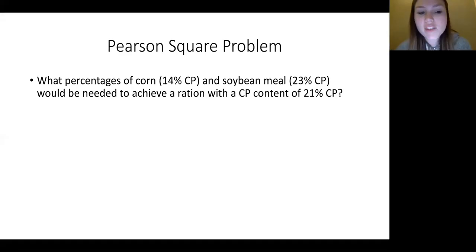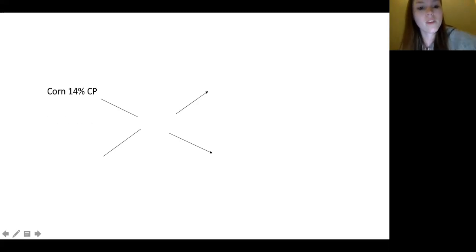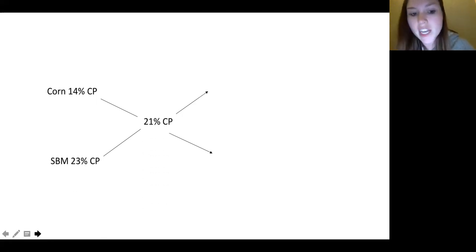So today the problem is what percentages of corn at 14% crude protein and soybean meal at 23% crude protein would be needed to achieve a ration with a crude protein content of 21%. So you're going to put your ingredients on the left, and that would be your corn and your soybean meal. And what you need to achieve is going to be in the middle, so that's going to be your 21%.